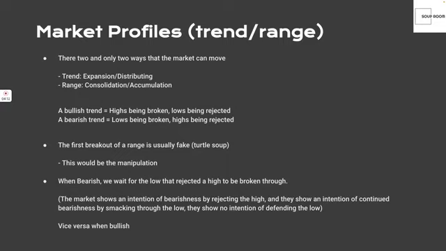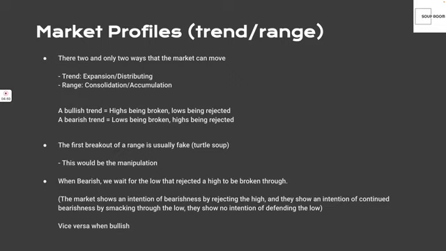In the last episode, I mentioned very little about market profiles. Trend and range. That's what I left you guys off with. Those two market profiles are the only ways the market moves. The market is either in a trending or ranging state. Trend meaning expansion or distribution. Range meaning consolidation or accumulation.